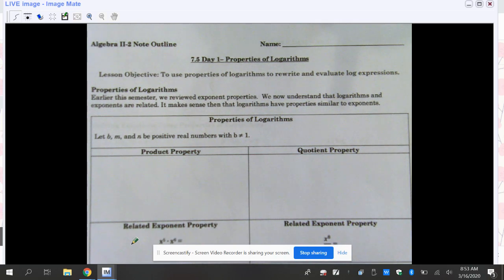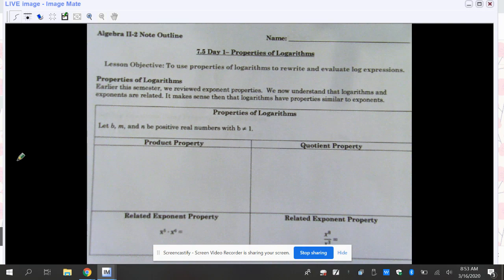All right, so we are going to start today by looking at some properties of logarithms. Last Friday, we talked about what a logarithm is, how it relates to an exponent, going back and forth between the two.